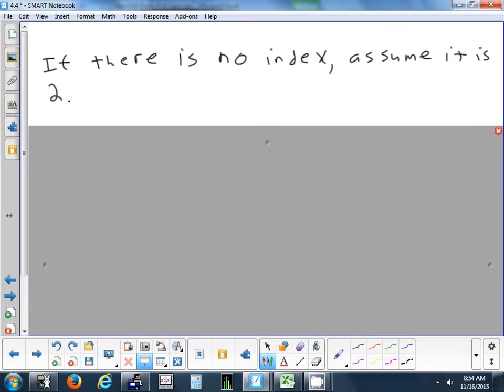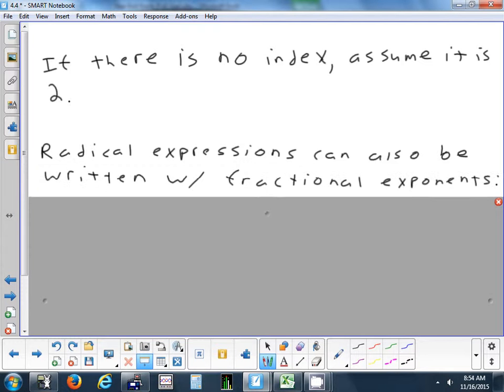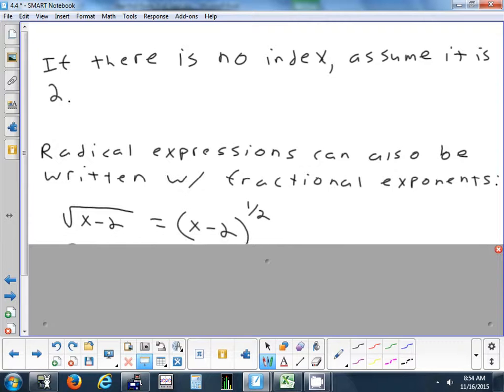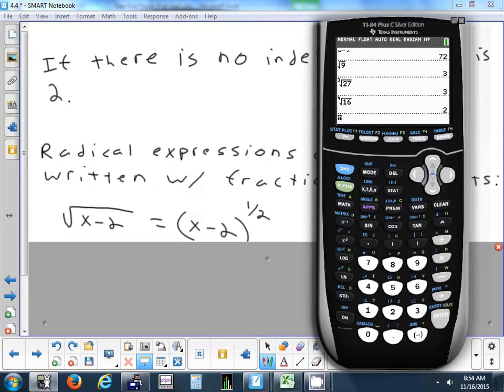So we just said this. If there's no index, we assume it's 2. Radical expressions can also be written with exponents. It's just a different way of writing the same thing. If you want to take a square root, it's exactly the same as taking the radicand and raising it to the 1/2 power. So the square root of 16 is 4. Or if you take 16 and raise it to the 1/2 power, you also get 4. It's just 2 ways of typing in the same thing.